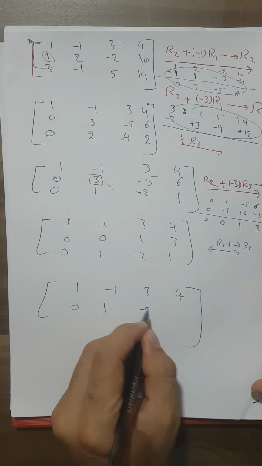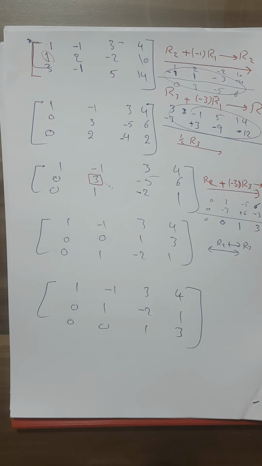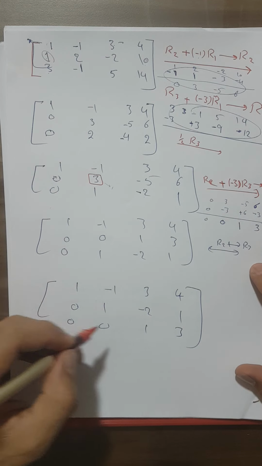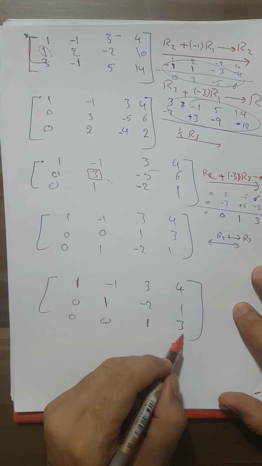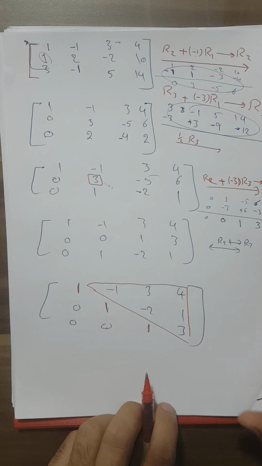0, 1, minus 2, 1. Okay, 0, 0, 1, 3. In that case, we change this one all together. How? We have 1, 0, 0, 1, 0, 1. So that's our matrix that I told you. We need the triangular matrix. Now you get the solution.